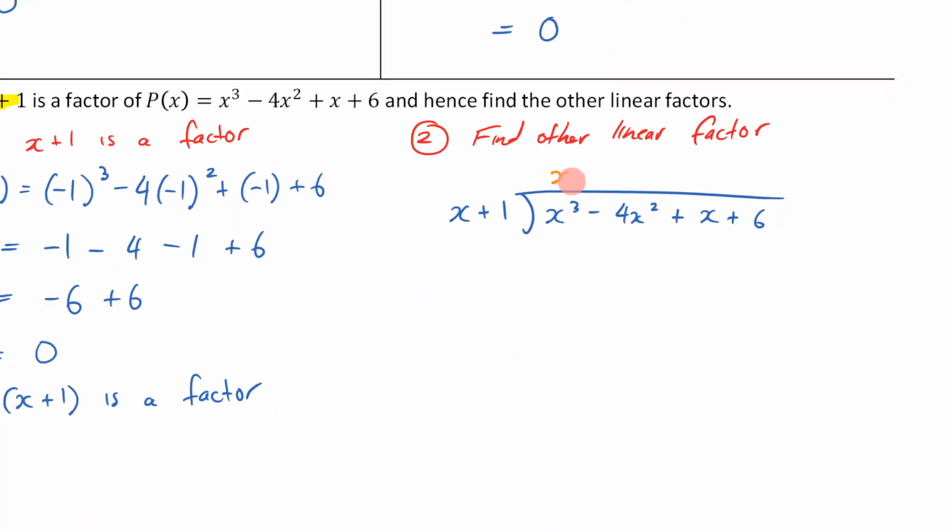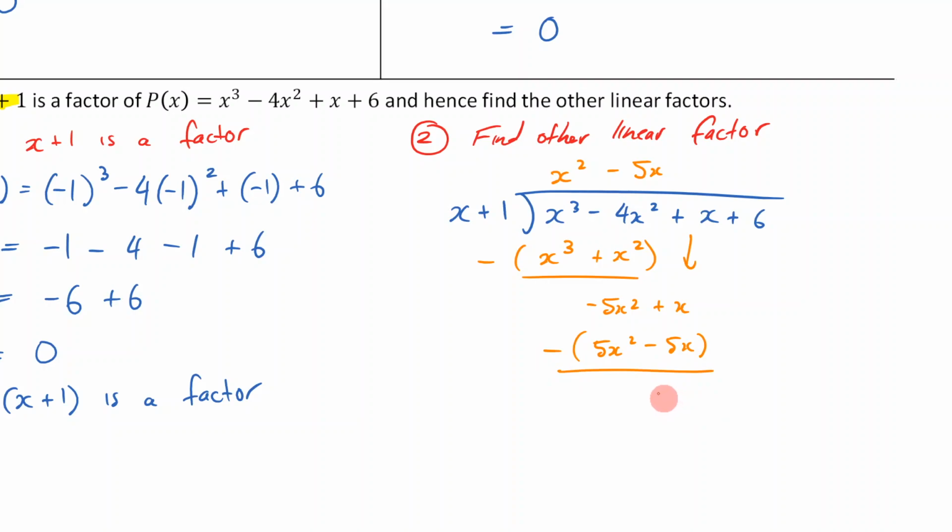So I'm going to get x squared, then x cubed plus x squared. Then I'm going to subtract here. I'm going to get negative 5x squared, and bring down this x. Then I'm going to get minus 5x here. Then I get negative 5x squared minus 5x, and I subtract. Then I'm going to get 6x here, and carry down this 6. Then 6x plus 6. I subtract here, and I get 0.